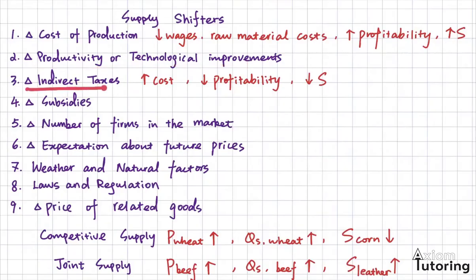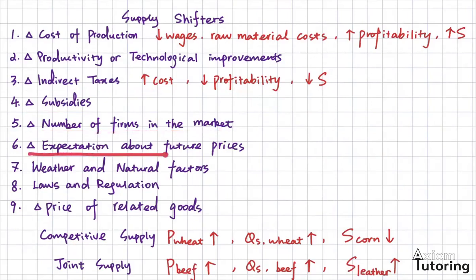Besides, changes in indirect taxes is a supply shifter. Tax adds on to the cost of production and reduces the profitability. Therefore, it causes the supply to decrease and shift leftwards. On the other hand, changes in subsidies can be viewed as a negative tax. Subsidies help reduce production costs, encouraging firms to supply more, therefore shifting the supply rightwards. Also, changes in number of firms in the market. If more firms enter an industry, the market supply will increase. If firms exit, the market supply will decrease.